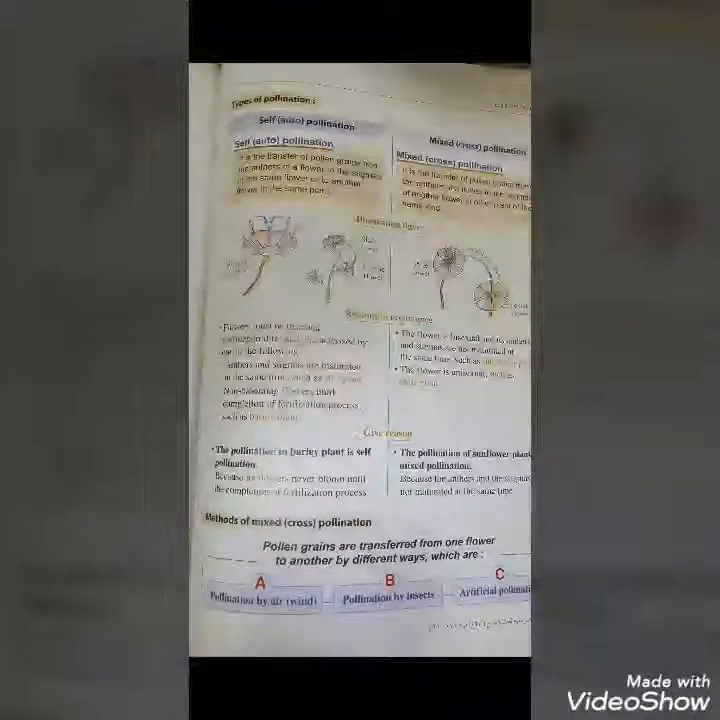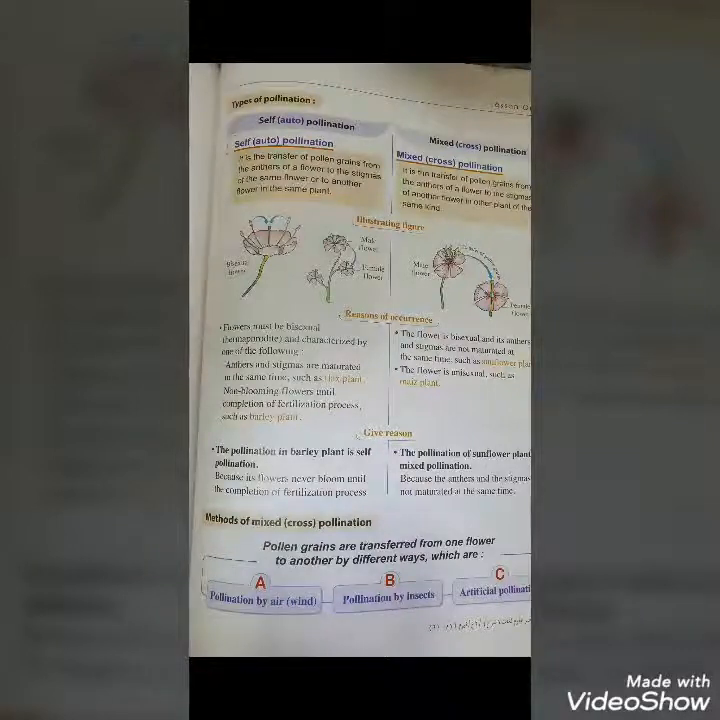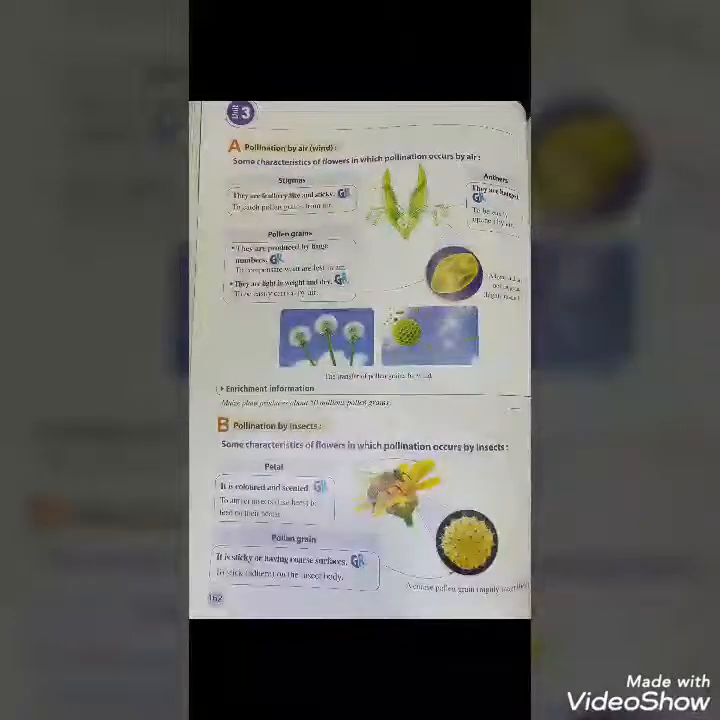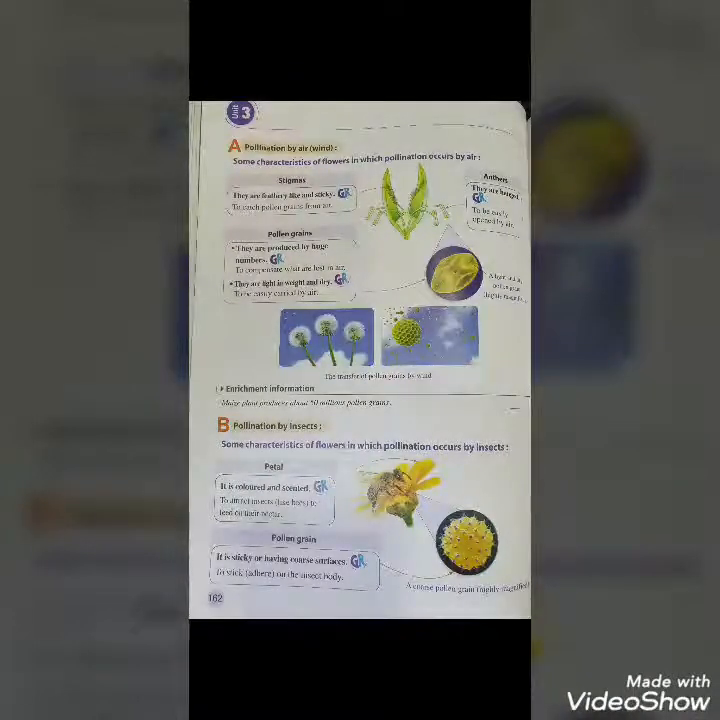Now we are moving to another part, methods of mixed pollination. Methods of cross or mixed pollination. We have three methods. Maybe the cross-pollination or the mixed pollination occurs by the help of the air or wind, by the help of insects or some small birds, and also by the help of the human, which is called artificial pollination. Let's move to the first type, pollination by the air or the wind. There are some conditions for this pollination.